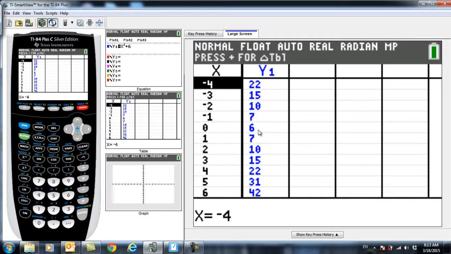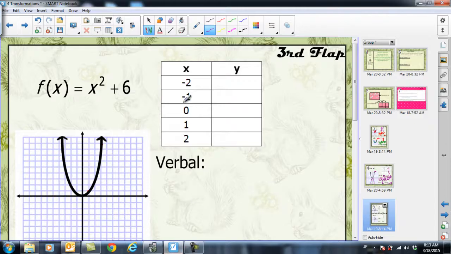So I have 10, 7, 6, 7, 10. And I'm going to put those in my table, and plot those on my graph so I can see what happens. So I have negative 2, 10. Then I have negative 1, 7. And then I have 0, 6. And then I have the other side.